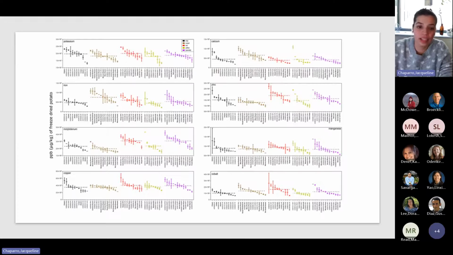We also can look at how each element changes within each market class, and we can see specific elements that are important for nutrition. For example, we see a lot of calcium in one of these cultivars of yellow potato. Similarly, a lot of zinc. Our red potatoes seem to have a lot of zinc as well.